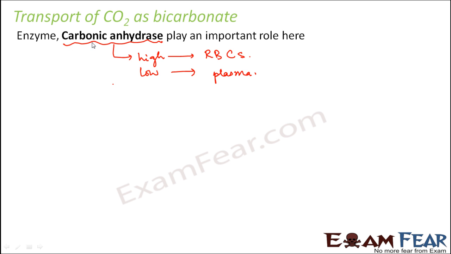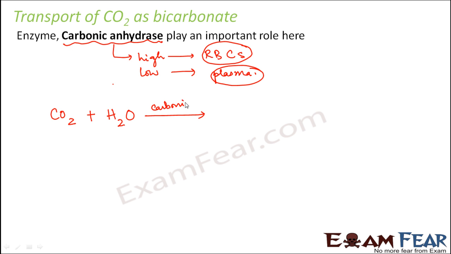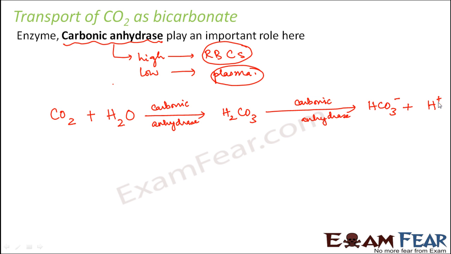Now, since this enzyme plays an important role, this type of transport occurs more in RBCs and less in plasma. What happens is that in presence of this enzyme, carbon dioxide combines with water to form carbonic acid, that is H2CO3, and this carbonic acid again in presence of carbonic anhydrase dissociates to form bicarbonate, that is HCO3 minus, plus hydrogen ions. It is in this form of bicarbonate that carbon dioxide is transported.